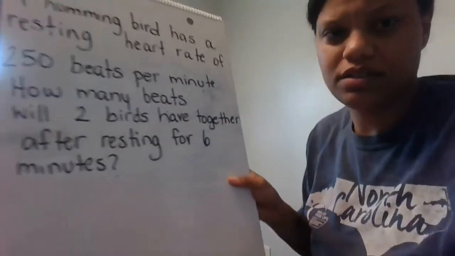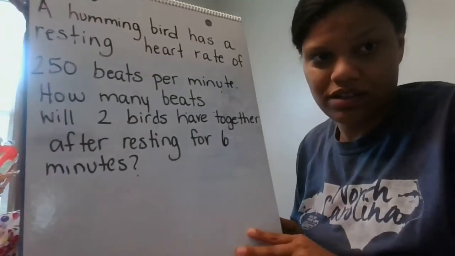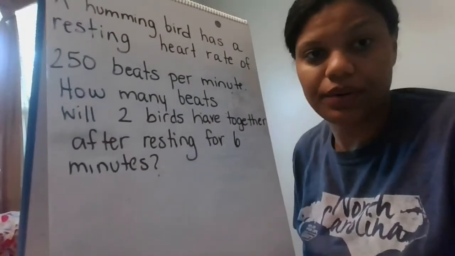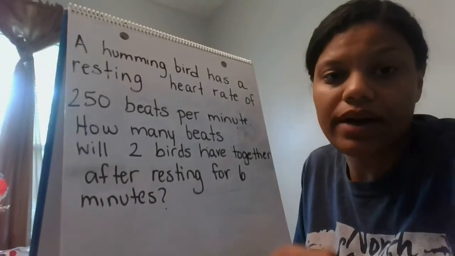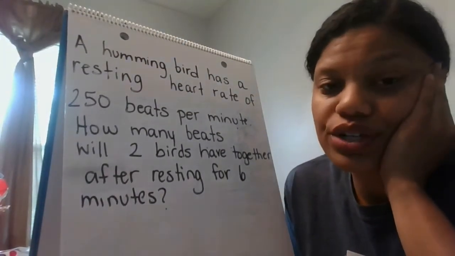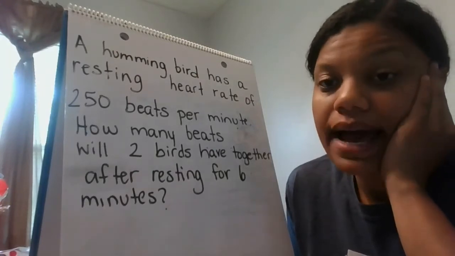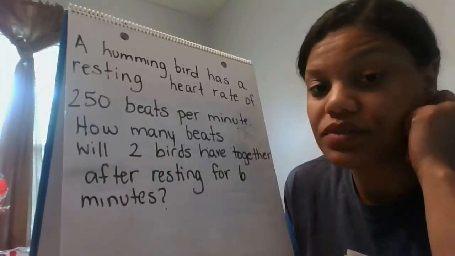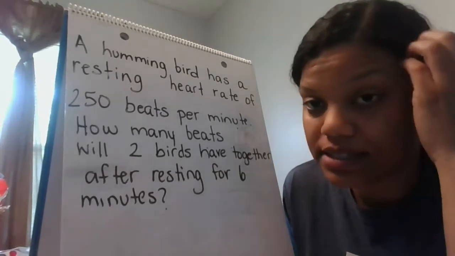Let me close this. There we go. So I have a problem about a hummingbird. A hummingbird has a resting heart rate of 250 beats per minute. How many beats will 2 birds have together after resting for 6 minutes?